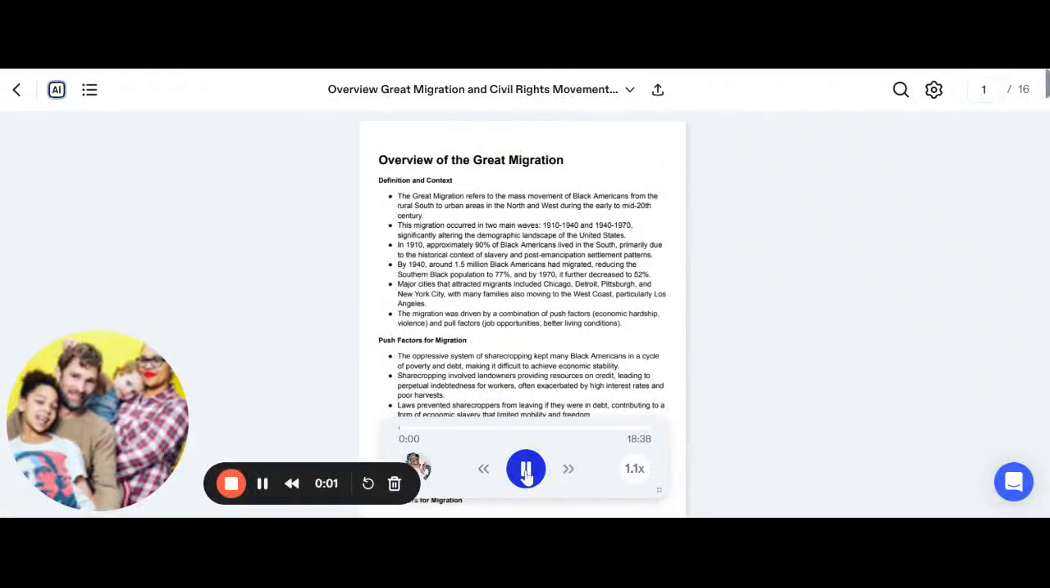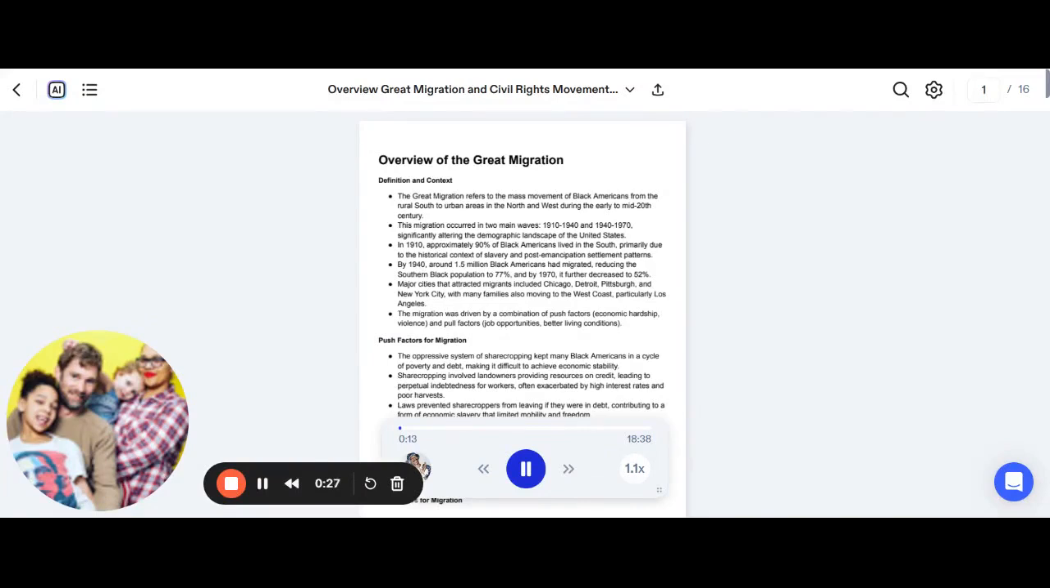Overview of the Great Migration. Definition and context. The Great Migration refers to the mass movement of Black Americans from the rural South to urban areas in the North and West during the early to mid-20th century. This migration occurred in two main waves, 1910 to 1940, and 1940 to 1970, significantly altering the demographic landscape of the United States.